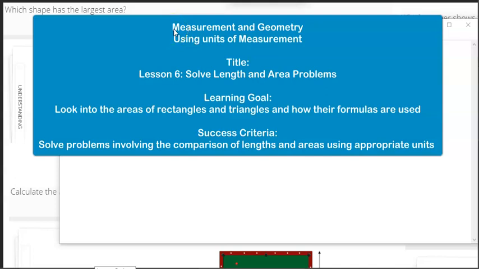This is lesson 6 from the using units of measurement topic, and this one is solve length and area problems. The learning goal for this one is to look into the areas of rectangles and triangles and how their formulas are used. The success criteria for this one is to solve problems involving the comparison of lengths and areas using appropriate units.